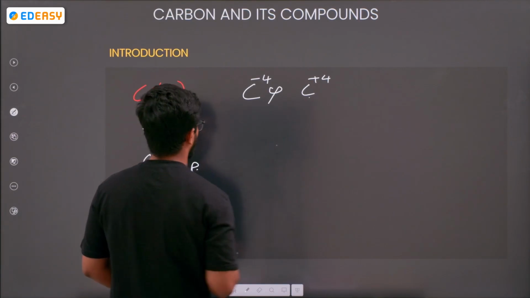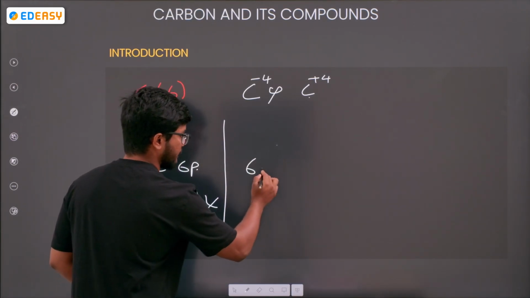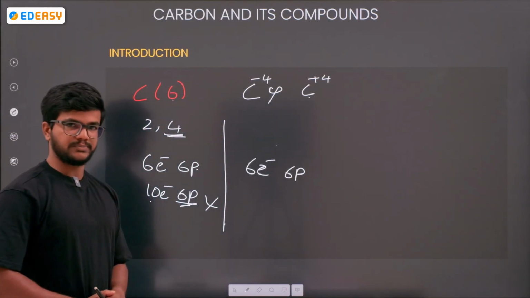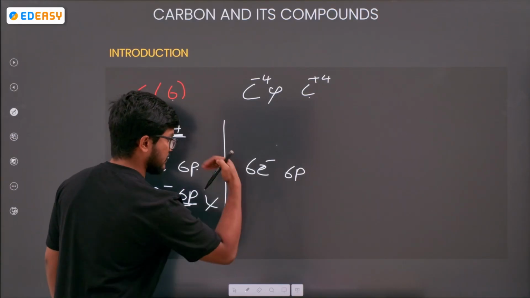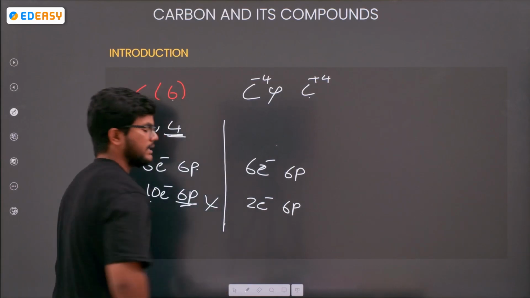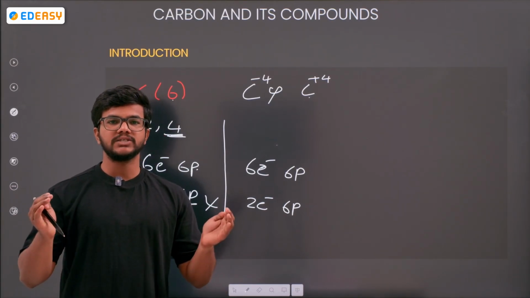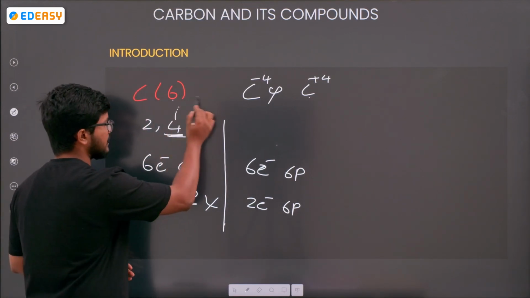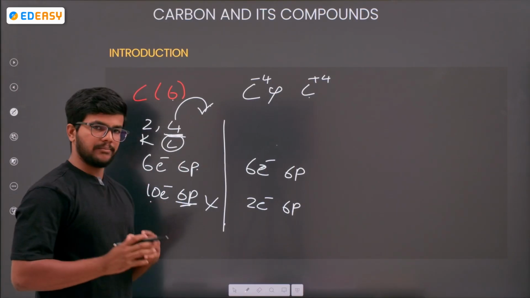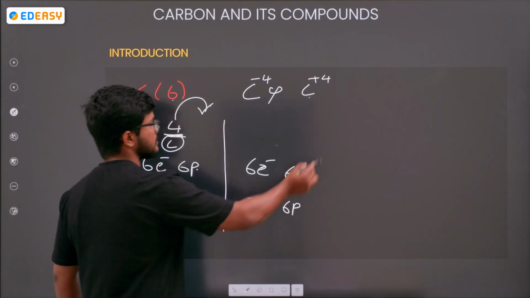And C plus 4. So when carbon gives away the 4 electrons, before that, carbon has 6 electrons and 6 protons. After losing 4 electrons, it becomes 2 electrons and 6 protons. Here, there are only 2 electrons in the outermost shell and the size of the shell decreases. If 4 electrons are eliminated from the L shell, if it is completely vacant, the size of the atom decreases. It is also not possible.